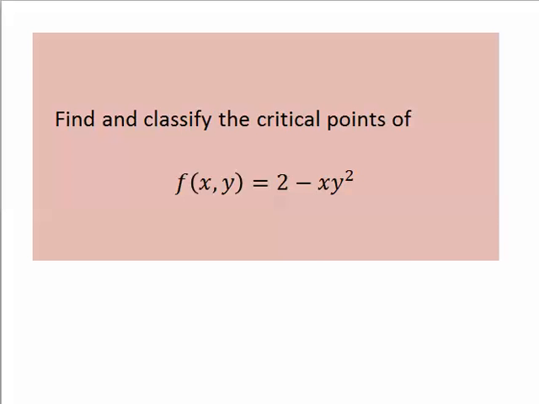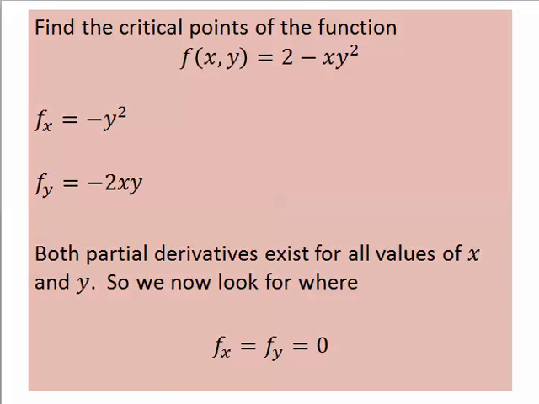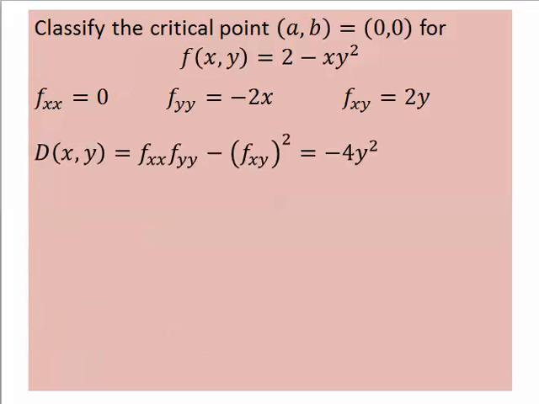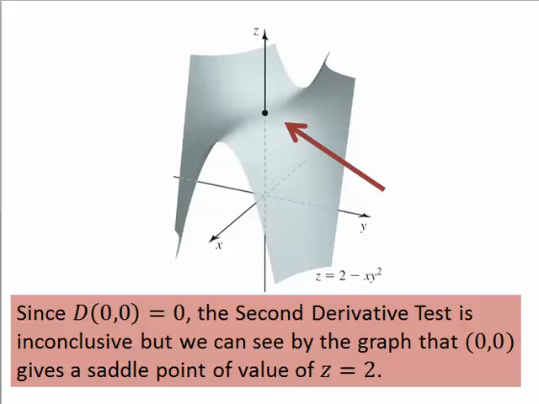Do the same thing. Find and classify the critical points of this function. We're going to find the partials, set them equal to 0, find the second partials, find the discriminant, evaluate the discriminant, and again I get an inconclusive test, and in this case I have a saddle point.